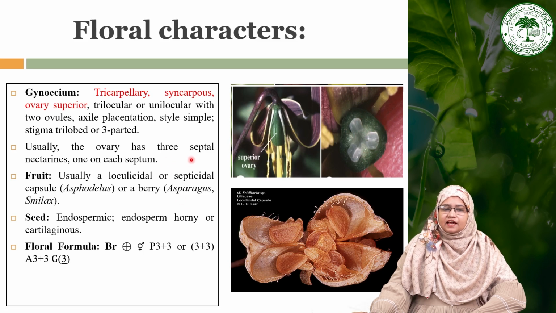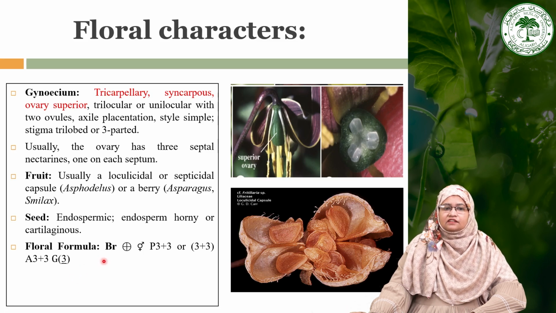Usually they have 3 septal nectaries at the base of the ovary on each septum, because you can see there is a 3 lobed structure. The fruit of this particular family is generally a loculicidal or septicidal capsule as in the case of Asphodelus, or maybe a berry as in the case of Asparagus or Smilax, and the seed is endospermic and horny or cartilaginous. As you can see, these are the seeds, and you can see the trilobed capsule which is split at these ends. So this typically has an endospermic seed. You can see here these are the seeds of this particular capsule fruit.